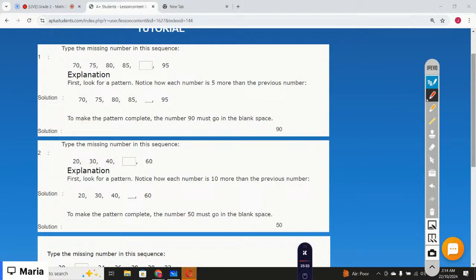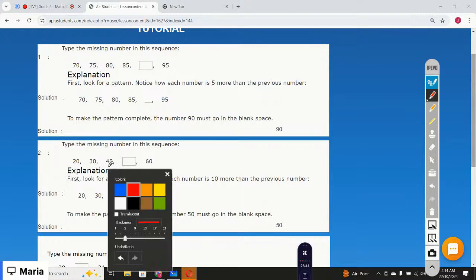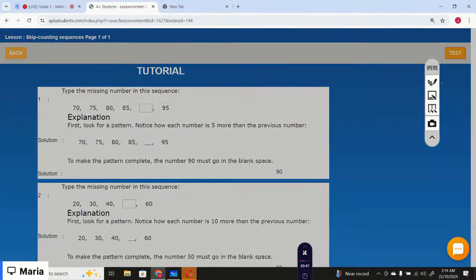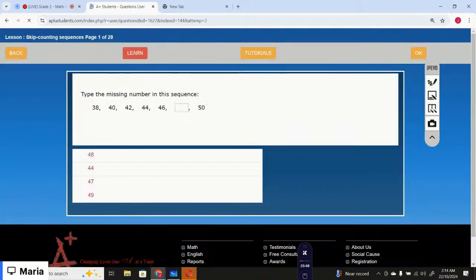The correct option is 50, right? So for the next number, you need to add 10 to 40. So 40 plus 10 is 50. So the missing number is 50. Let's just start with the test questions. Type the missing number in the sequence.